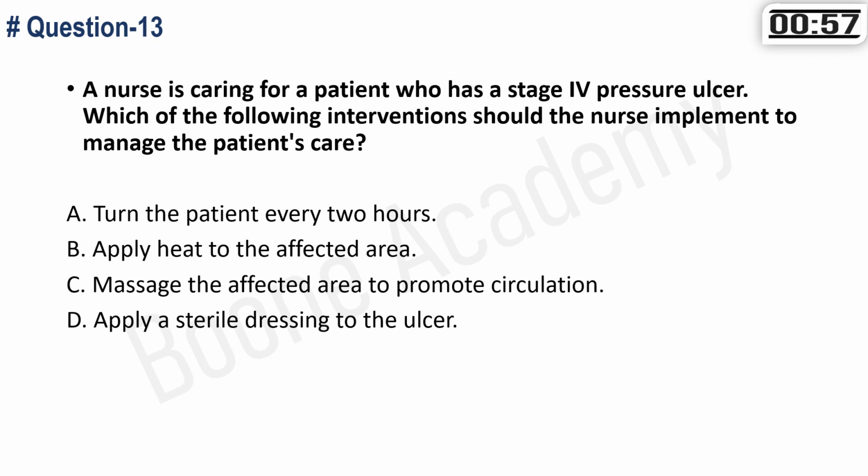Question 13. A nurse is caring for a patient who has a stage IV pressure ulcer. Which of the following interventions should the nurse implement to manage the patient's care? A. Turn the patient every 2 hours. B. Apply heat to the affected area. C. Massage the affected area to promote circulation. D. Apply a sterile dressing to the ulcer. You have 1 minute to answer your question.